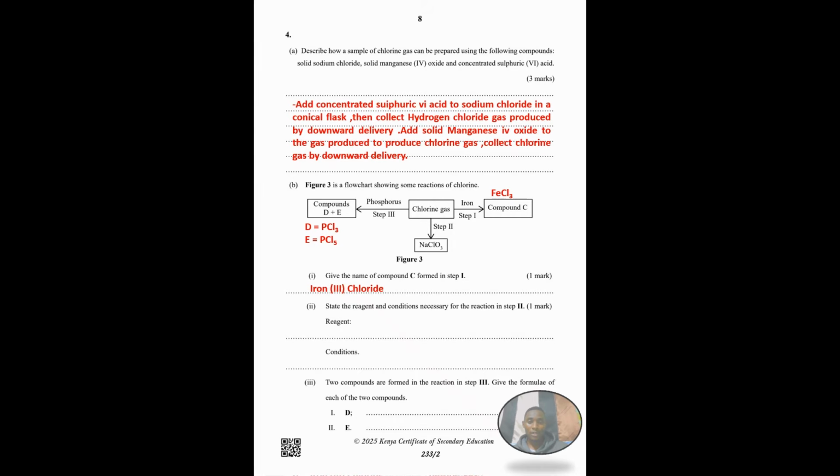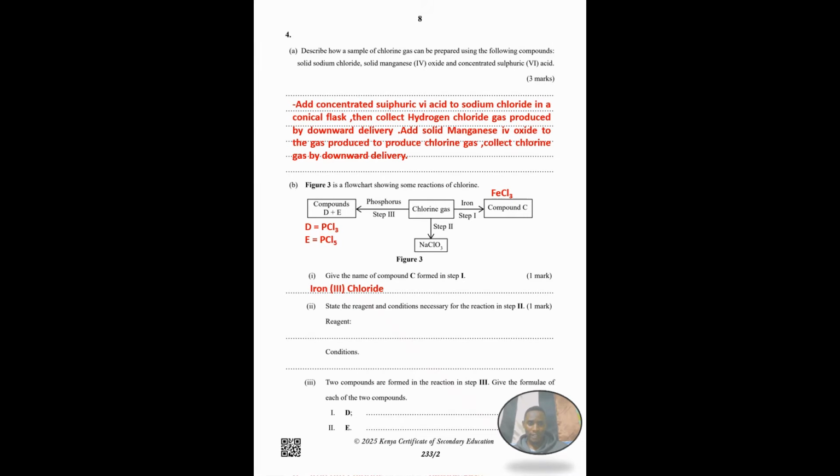In step 2, we need to understand that this is the property of chlorine which reacts with hot and cold alkalis like sodium hydroxide, cold and warm and hot. In this case, we are not forming sodium chlorate 1. We are not forming chlorate 1, but we are forming chlorate 5. And in this case, we form chlorate 5 when the alkali is hot.